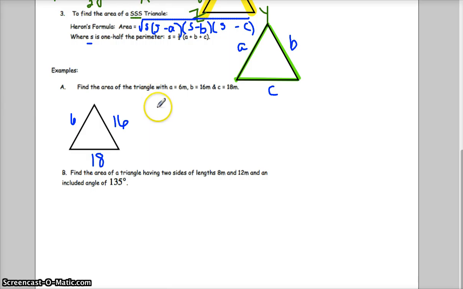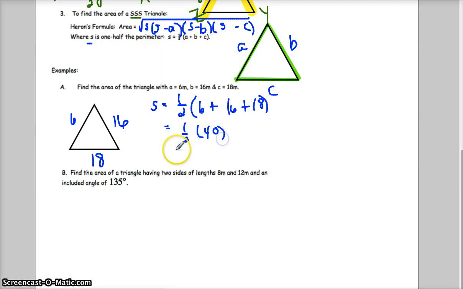With Heron's formula, we need the value of S first. Remember that S is equal to 1/2 the perimeter of the triangle. So the perimeter we would find by adding 6, 16, and 18. So our perimeter is 40, so S is equivalent to 20. So now we are equipped with everything we need to calculate our area.